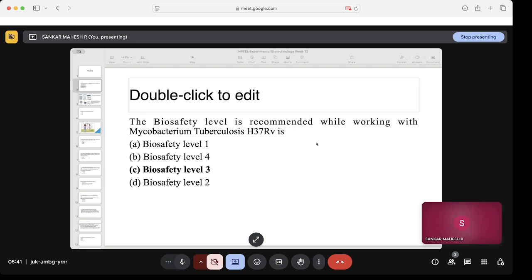Staphylococcus is not a virus. Sorry, yes. I have worked with Staphylococcus. So, Staphylococcus aureus, is it? Yes. Okay. So that is your skin disease causing microorganism. Fine. And biosafety level 1 and 4, any idea?